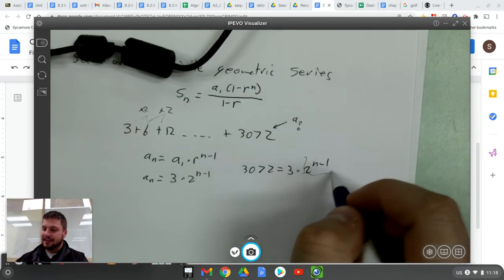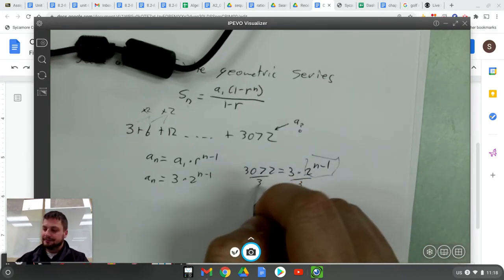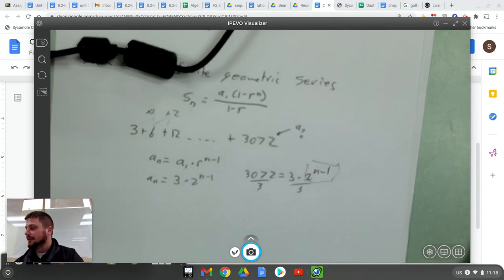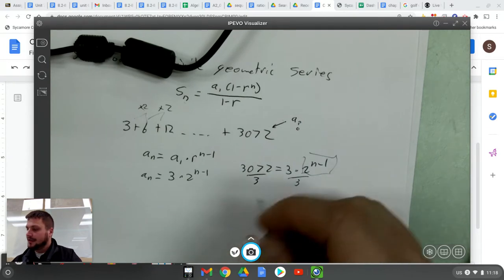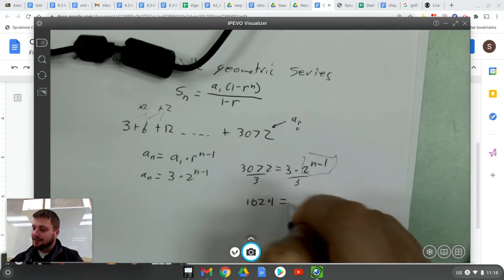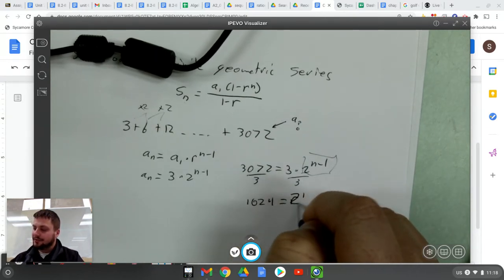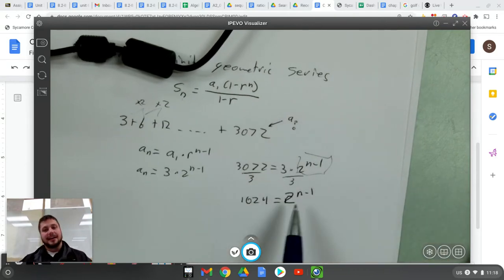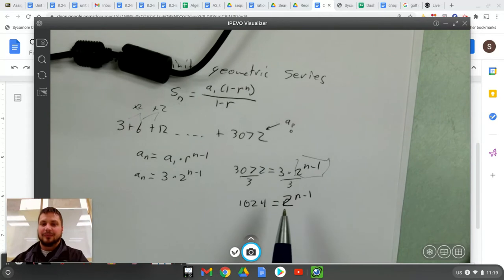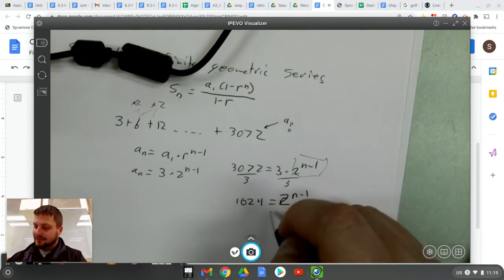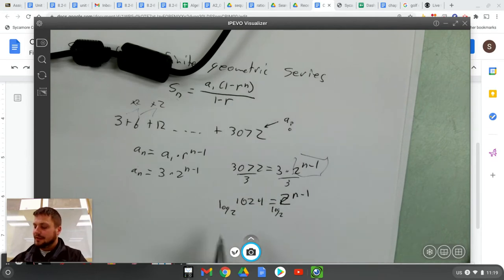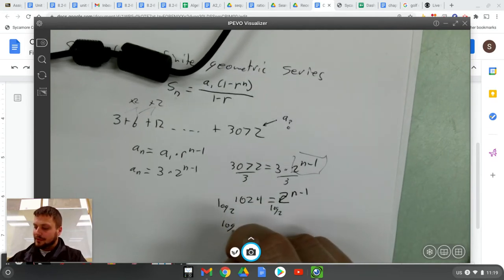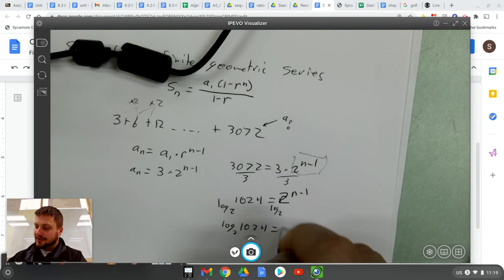I need to get this thing by itself, so I'll divide by 3. Got my calculator over here to help me out a little bit. 1024 is equal to 2 to the n minus 1 power. Now, I need to cancel out this base of 2. This is why you have to learn logs. In order to cancel out a base of 2, I log base 2 both sides. So, log base 2 of 1024 is equal to n minus 1.